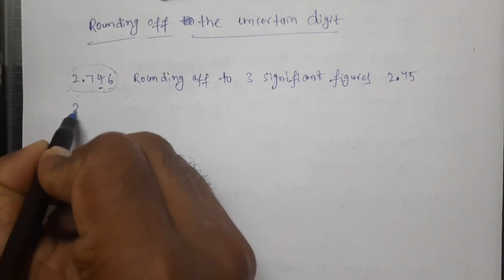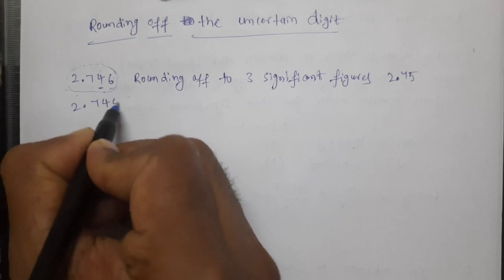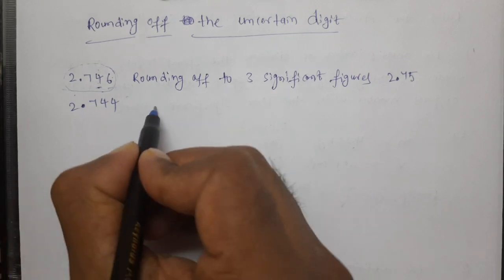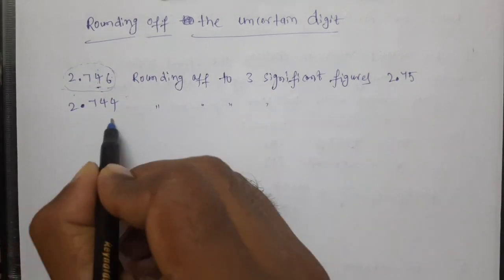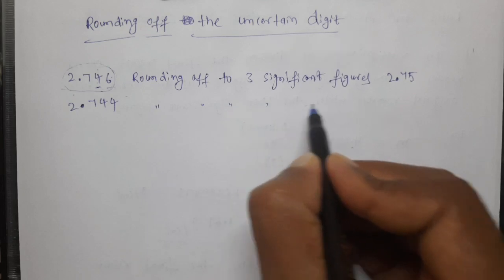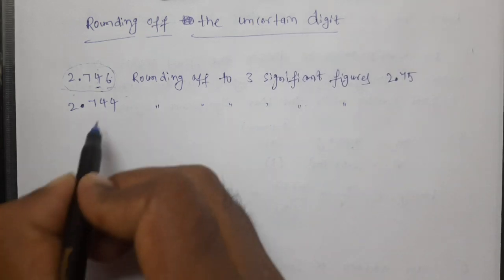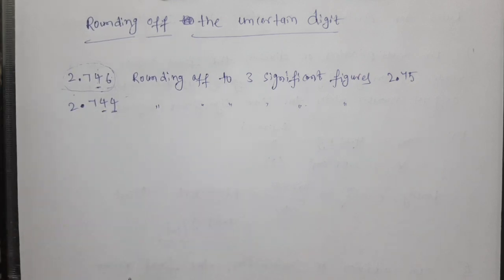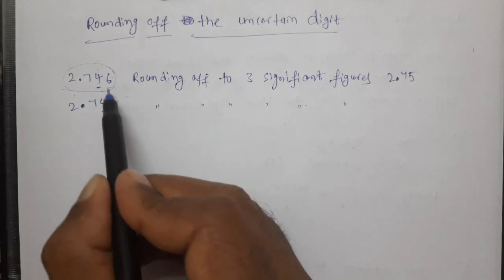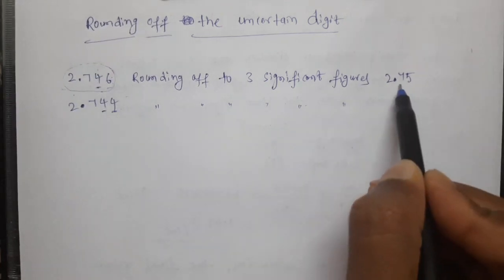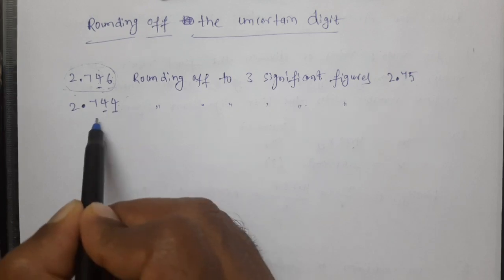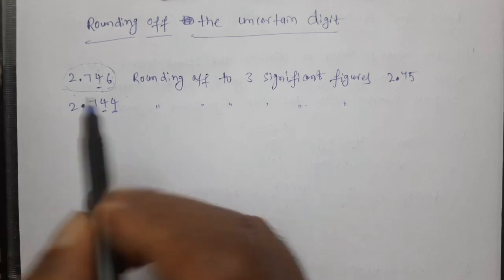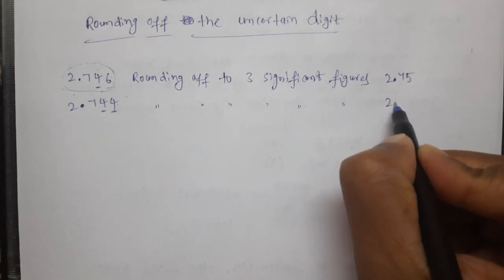Now let us take one more example. I have this number 2.744. Again I want to round off this number to 3 significant figures. That means we want to round off this one, right? So again we check the fourth one. We check whether it is more than 5 or less than 5. If it is more than 5, we add 1 to this one. If the fourth digit is less than 5, directly we neglect this one and we write the same value as it is. So in this case, what do we get?